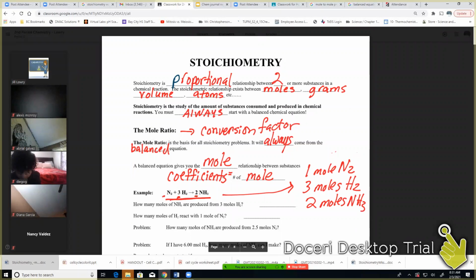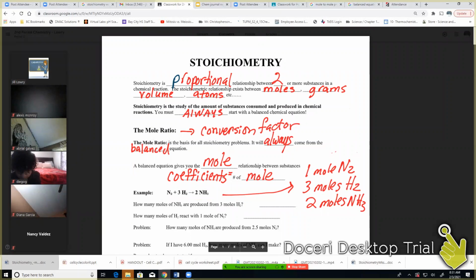It's kind of like a recipe. This tells me that I have to take 1 mole of nitrogen, 3 moles of hydrogen, and I combine them, and that'll give me 2 moles of ammonia. Like a cookie recipe. I have to take 2 cups of sugar and 3 cups of flour and 1 cup of butter, and that'll give me 2 dozen cookies. So it's kind of a recipe like that.